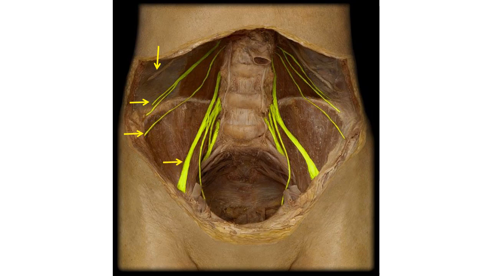iliacus muscle, and this is the largest branch, the femoral nerve, coming out from the lateral border of the psoas major muscle, and it runs in the groove between iliacus and psoas. This nerve is the genitofemoral nerve. It emerges from the anterior surface of the psoas major muscle, and then this is the obturator nerve emerging from the medial side of the psoas muscle, the only one that does that.